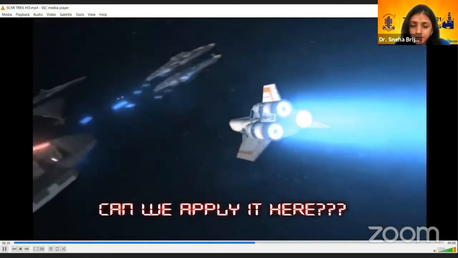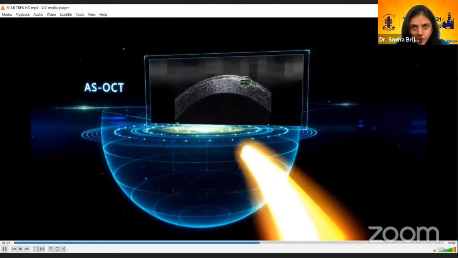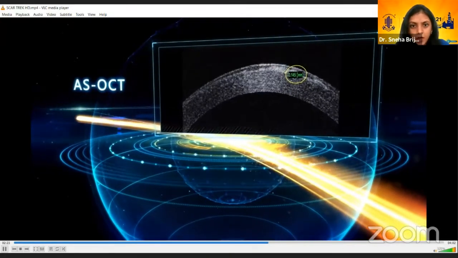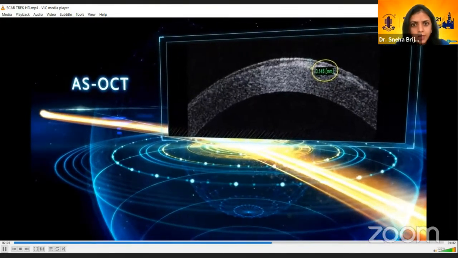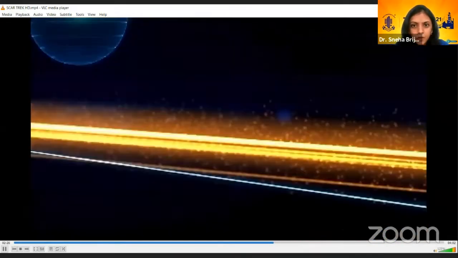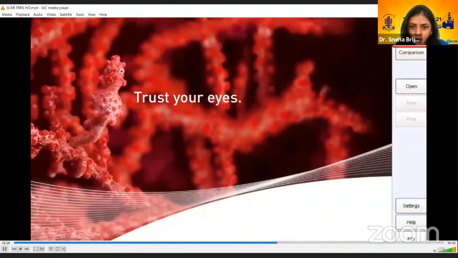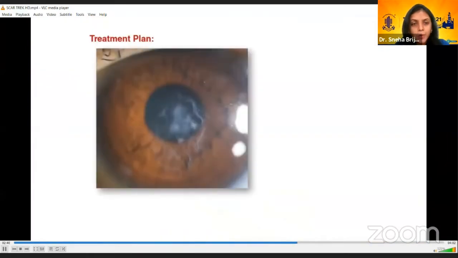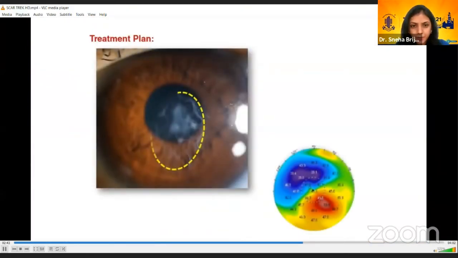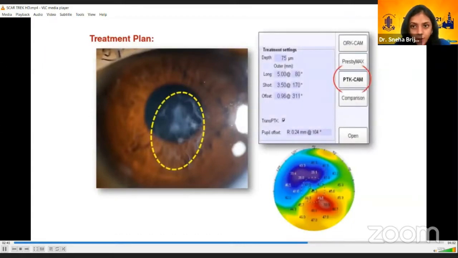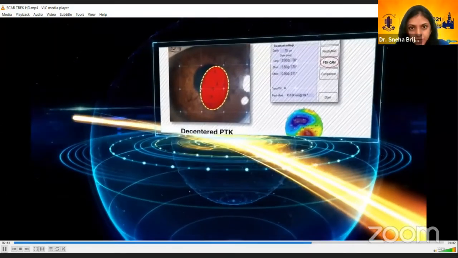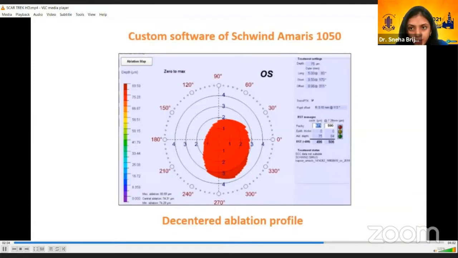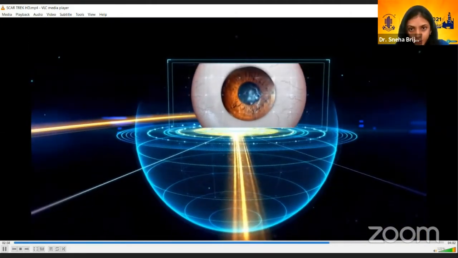So we decided to apply a similar technique here. We measured the depth on anterior segment OCT. It was 145 microns. Then we went on to the PTK cam mode. The horizontal and the vertical dimensions of the scar were measured. Following that, we planned that we could tilt the axis of ablation and customize the ablation according to the scar. This is the decentered ablation profile on the Schwind PTK cam software.